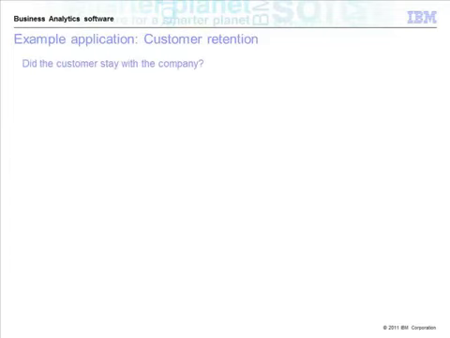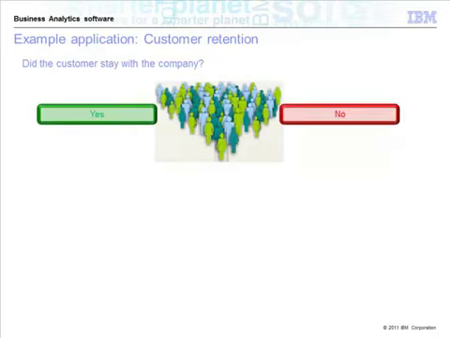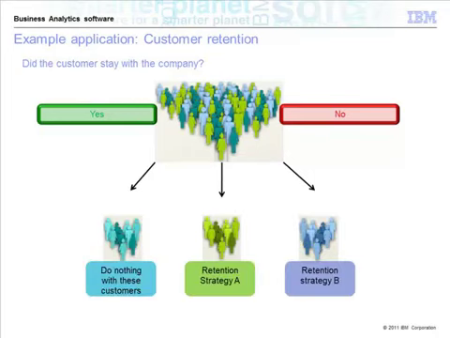The example application that we are going to see today is about customer retention. The question that we will answer today is whether the customer stayed with the company or not, and which are the key drivers that have influenced this decision. The two possible answers are yes or no. So what are the profiles of customers who stayed with the company, and what are the profiles of customers who churned? If we determine the characteristics of churners, we can then customize our retention strategies for each specific group or segment of customers.